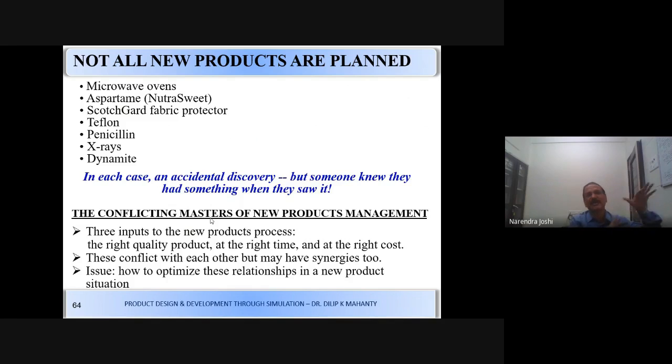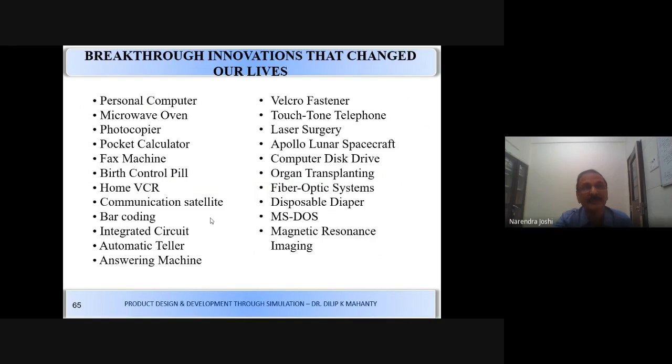We talked about all the interesting aspects of product development through simulation technology. But then there are the conflicting masters, the 3 inputs to the new product process: the right quality product at the right time and the right cost. Very important. These conflict with each other, but they may have synergies too. We have to understand the right quality product at the right time and the right cost. I cannot play with them separately without understanding them together. So how do we optimize this relationship in a new product situation? Once we master this, we have these things.